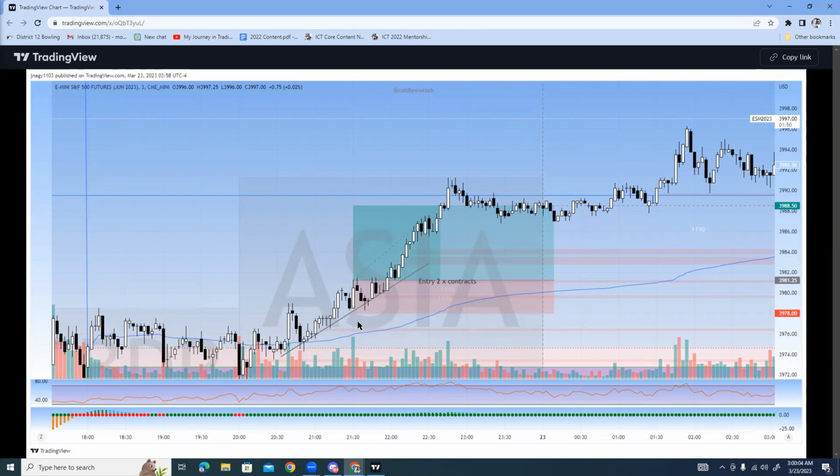So it's in the middle of the Asia session. It's 2130. Yeah, I was out at the beginning. And then it went on to target. Yeah. And it still hasn't even come back for this liquidity here.